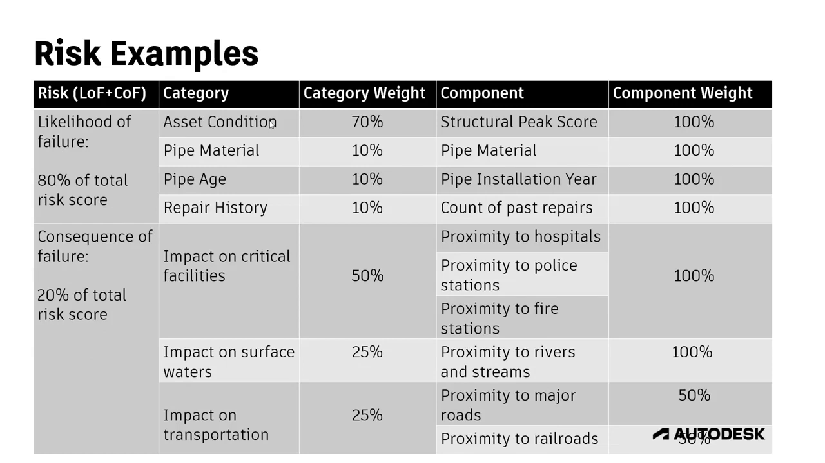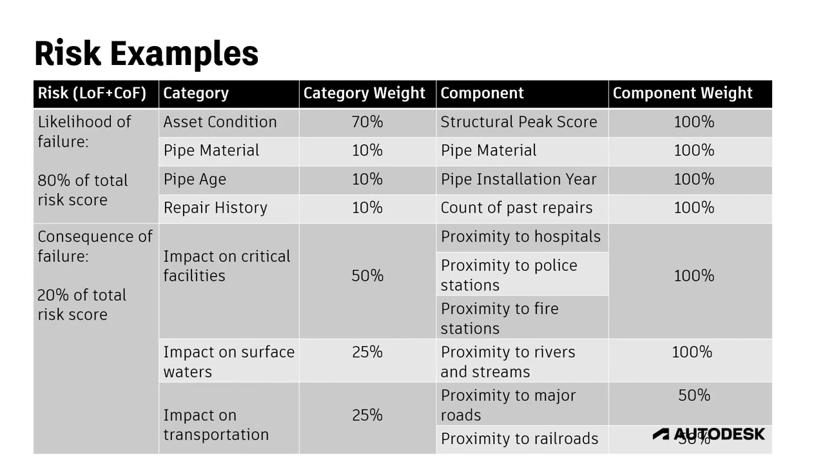The LOF portion is comprised of 4 categories. Condition will have a total category weight of 70%, and pipe material, pipe age, and repair history will all have a 10% weight to the total LOF score. On the other hand, the COF is comprised of 3 categories. Impact on critical facilities, which has a total weight of 50% for the total COF score, and impact on surface water and impact on transportation, which will each have a total of 25% of the total COF score.